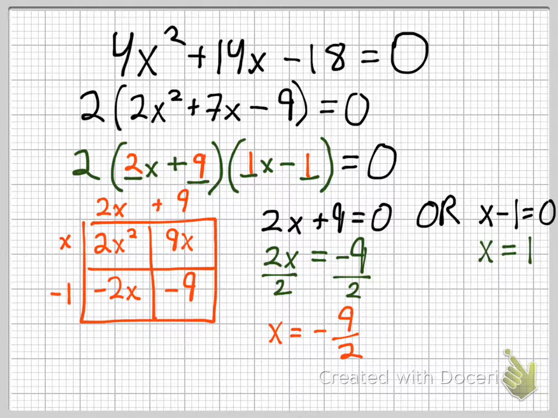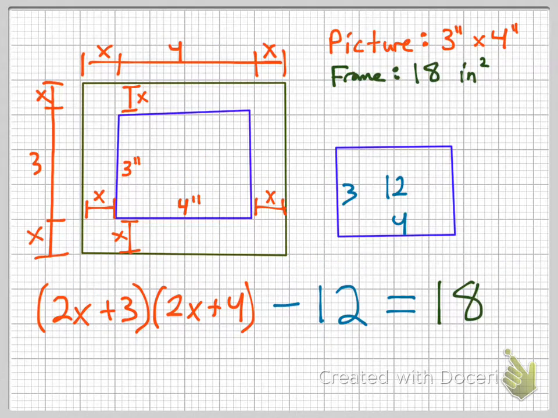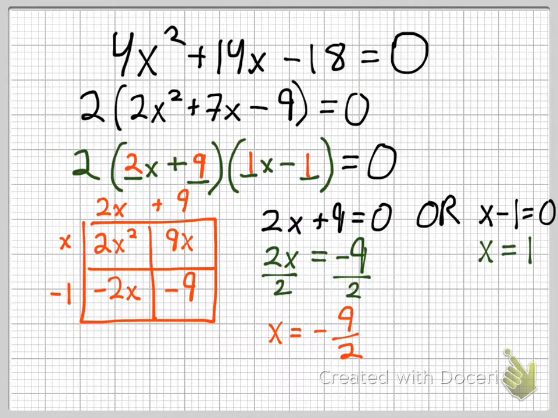Now, the thing we're looking for, if you remember way back here, is how wide or how thick the frame is around the border. And since that is a length or a distance, it cannot be negative, so that means that our answer cannot be negative. So I'm going to cross that one out, but it's important that I found both of the solutions from the quadratic just so I know to eliminate that one. And our final answer is x equals 1.